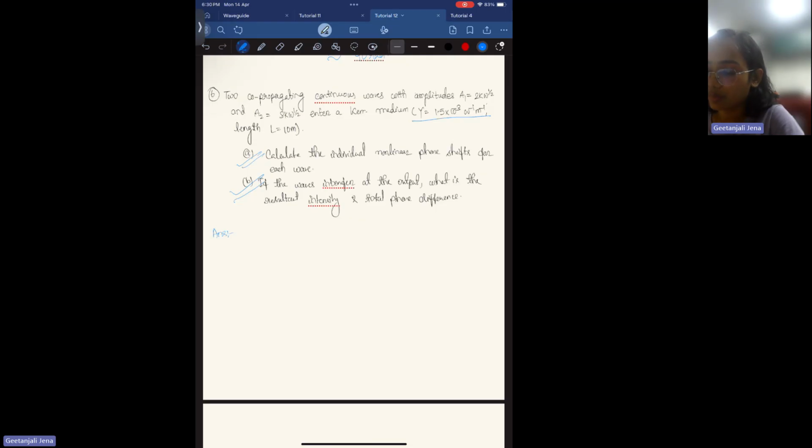So instead of a single propagating wave, we have co-propagating continuous waves launched into the nonlinear medium, where the nonlinear coefficient gamma is given as 1.5 × 10^-3 per watt per meter. The length, the total length of the fiber, is given as 10 meter, and A1, A2 of the two co-propagating waves are also given.